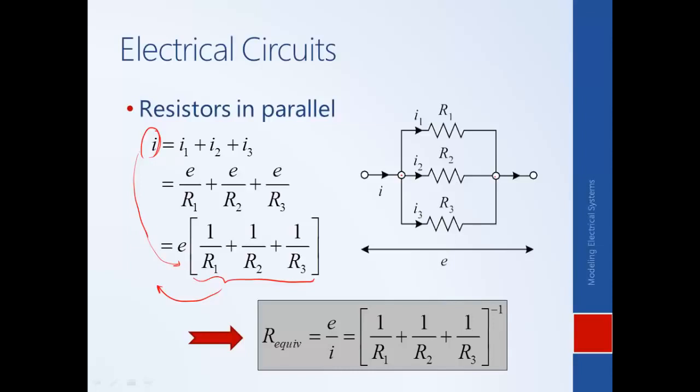We can also do a little bit of mathematical manipulation, and it can be shown that this is also equal to the ratio R1 times R2 times R3 divided by R2 times R3 plus R1 times R3 plus R1 times R2.